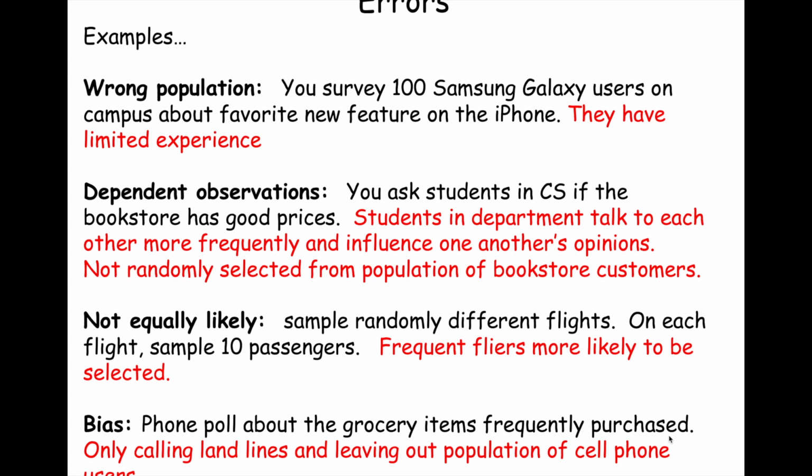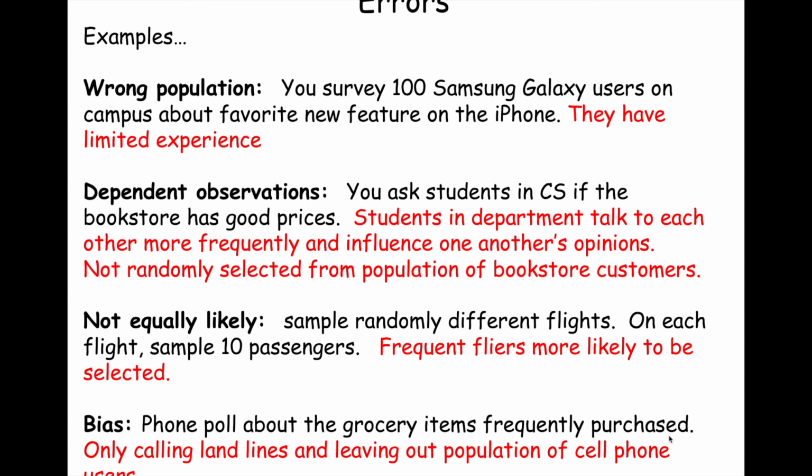So in this particular example, you're not randomly selecting from the population of bookstore customers. If you wanted to know from the students in general whether or not the bookstore has good prices, you might want to camp out near the bookstore and ask people on the way out, do you think they have good prices? Now, certainly, in the department, someone's going to say, hey, if you go on abebooks.com or go on amazon.com through the marketplace, you can get this 15% cheaper.